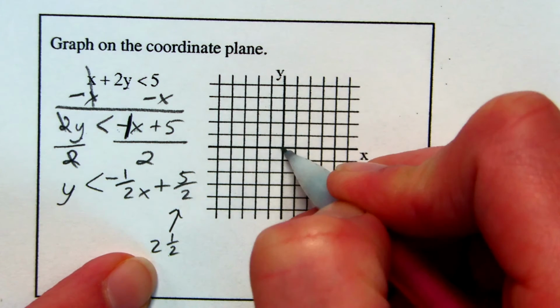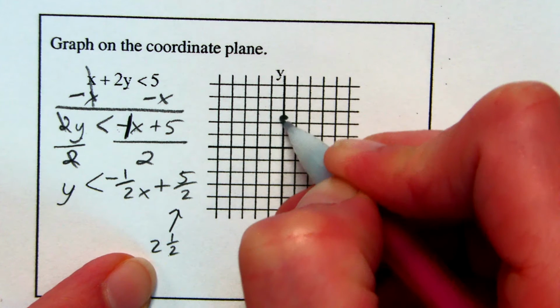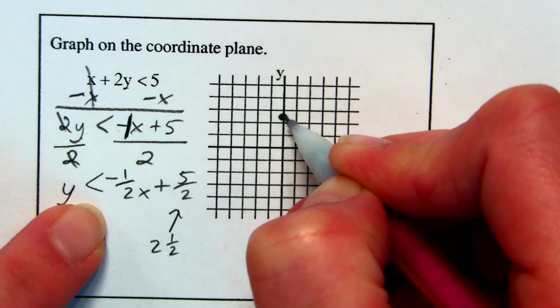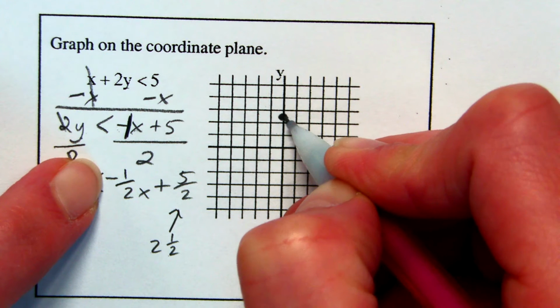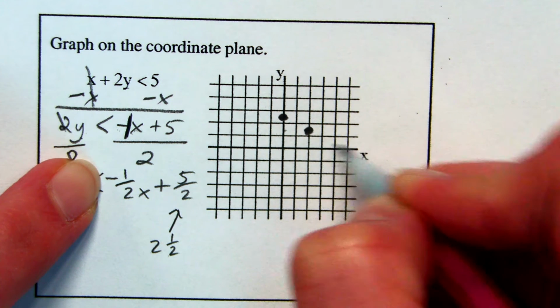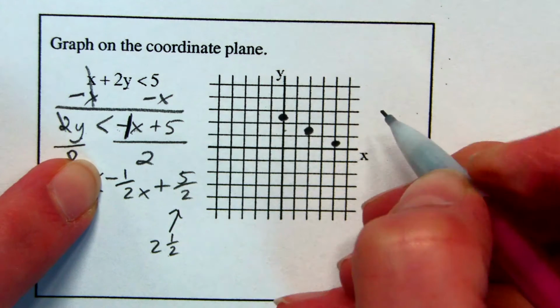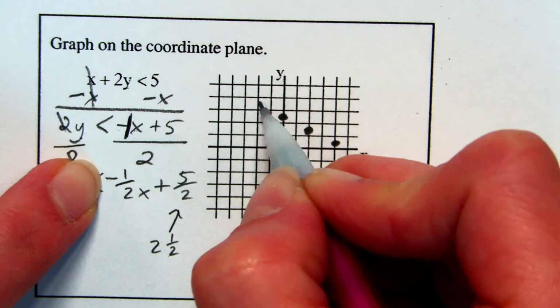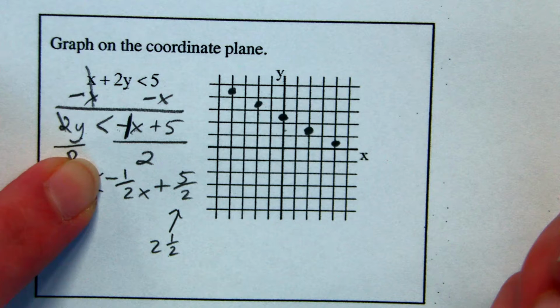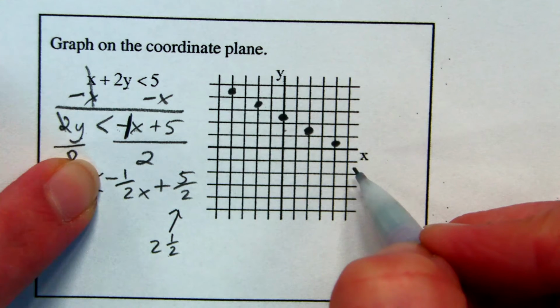So if I start from the origin, I'm going to go up 2.5, which is going to land between these two boxes right here. And then I have a negative slope, so I'm going to go down 1, right 2, so that's going to land there. Down 1, right 2. I can also go up 1 and back 2 to just reverse it. All right, so this is where my line's going to go.